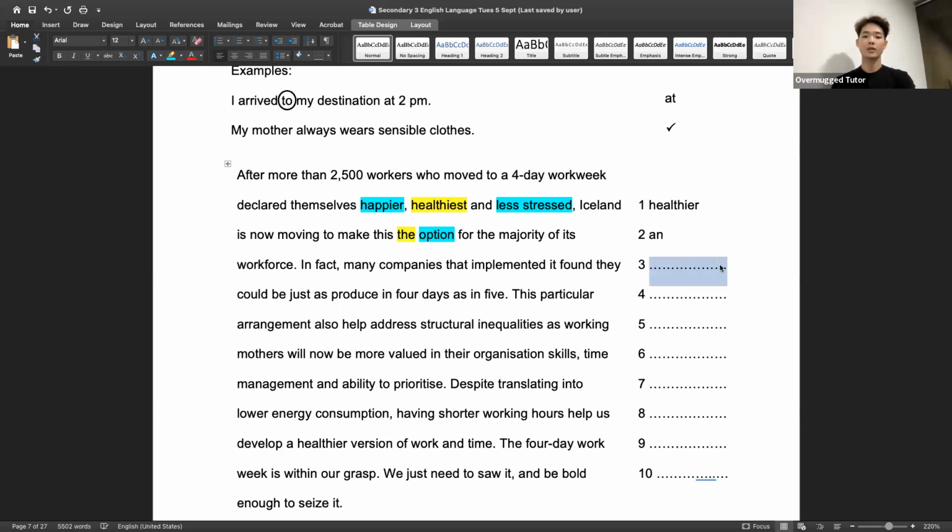No wonder I cannot find it. Tick, yes. Found they could be just as productive. This is a word form error. Okay, because you cannot produce. Produce is a verb. So this is productive.